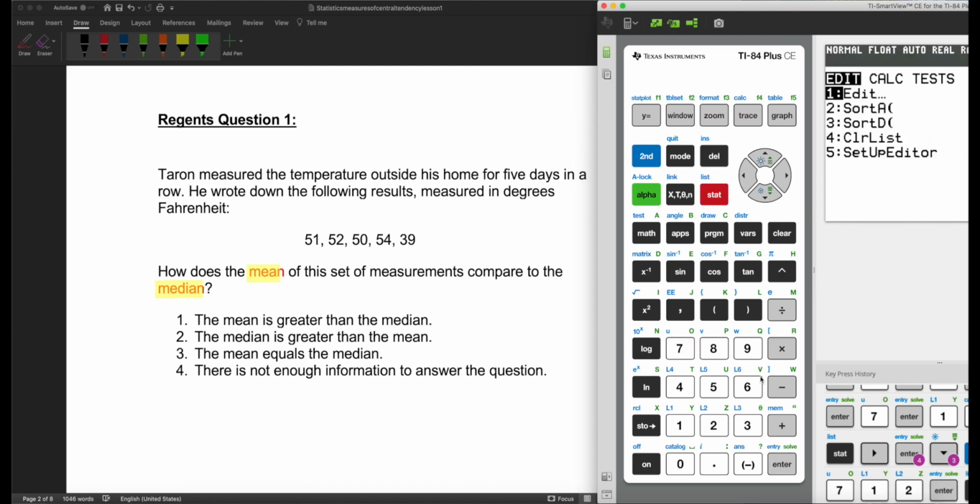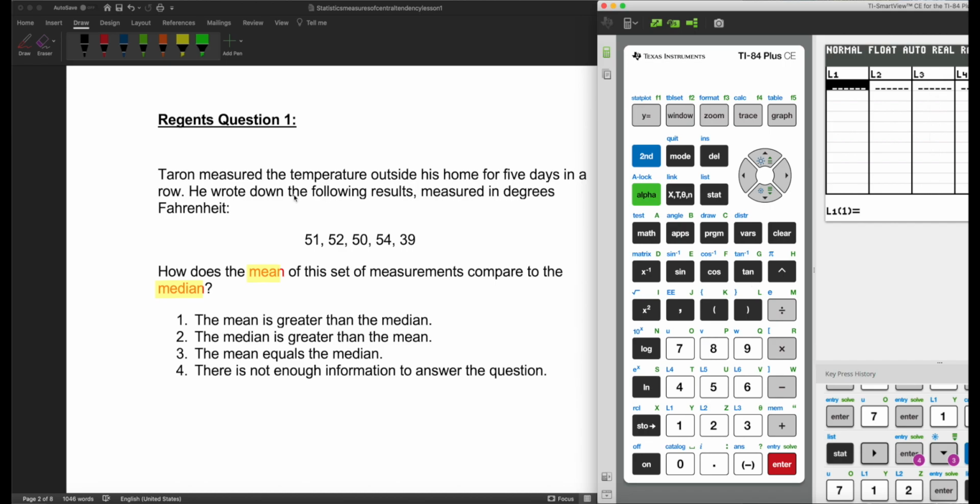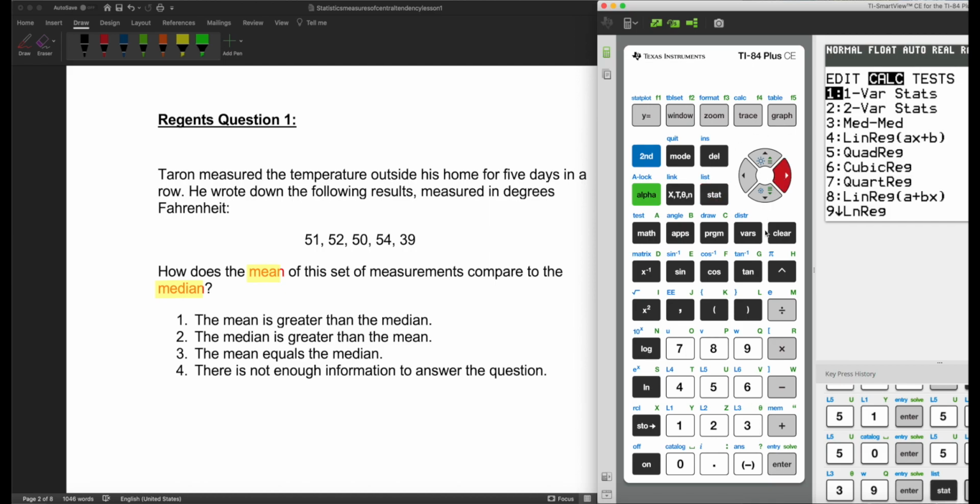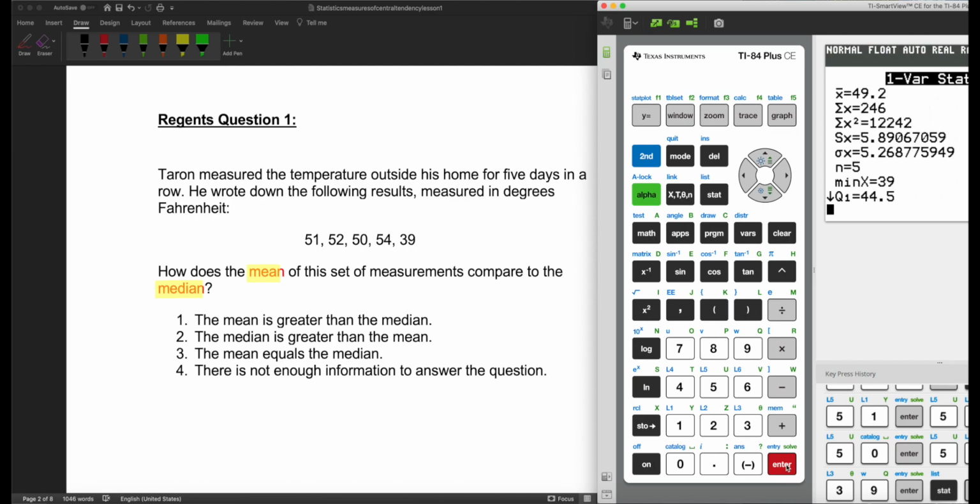You hit stat enter. And now we want to put the temperatures in L1. So you hit 51, enter, 52, enter, 50, enter, 54, enter, and 39, enter. You want your measures of central tendency? Stat, right, enter, enter, enter, enter, and here you go. The mean, first thing that pops up, x-bar, is 49.2.